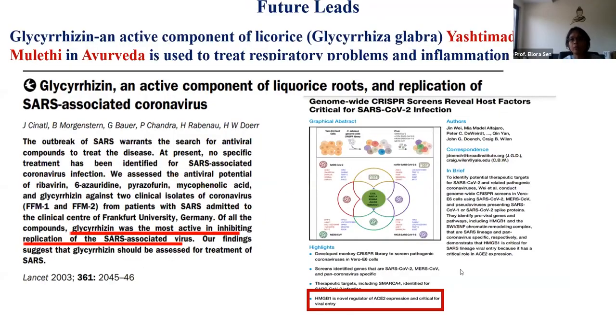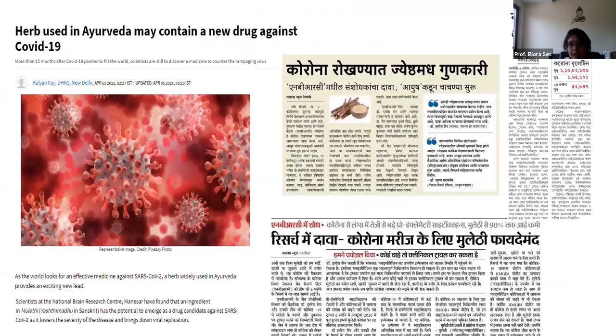And I thought that I would do injustice to our Indian traditional medicine if I did not discuss this work, because what started off as an inhibitor of HMGB1, which is actually a herb that is used in Ayurveda, might contain a drug against COVID-19. And this was reported by Deccan Herald. And I tried my best so that it reaches as many people as possible.